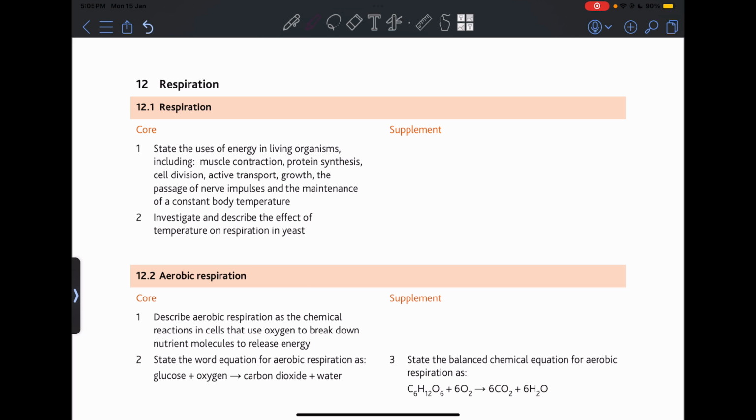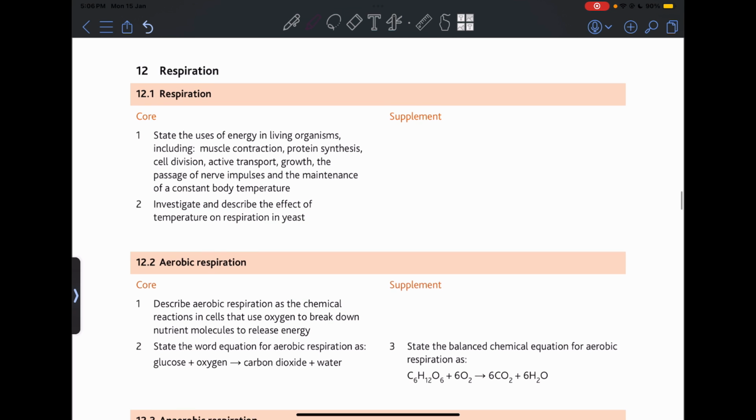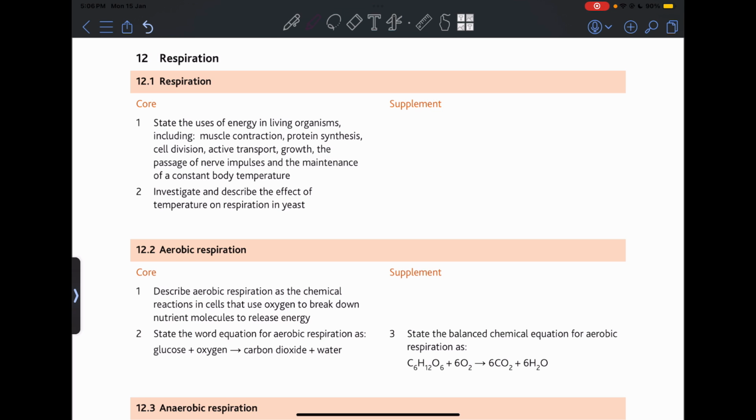Why is it important that we have a constant body temperature? This is so the enzymes in our body can have their optimum temperature and optimum conditions, so that our body can work properly. Number 2 says investigate and describe the effect of temperature on respiration in yeast.